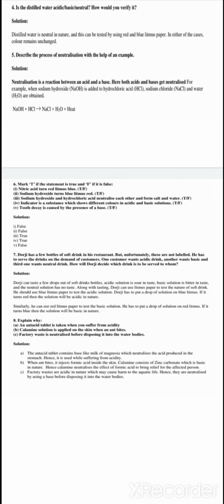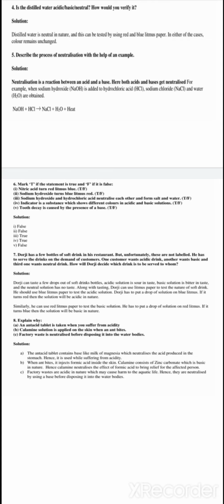That is true. Next, tooth decay is caused by the presence of base. That is also false, because whenever you eat something, some food remains left in your teeth. So what happens?